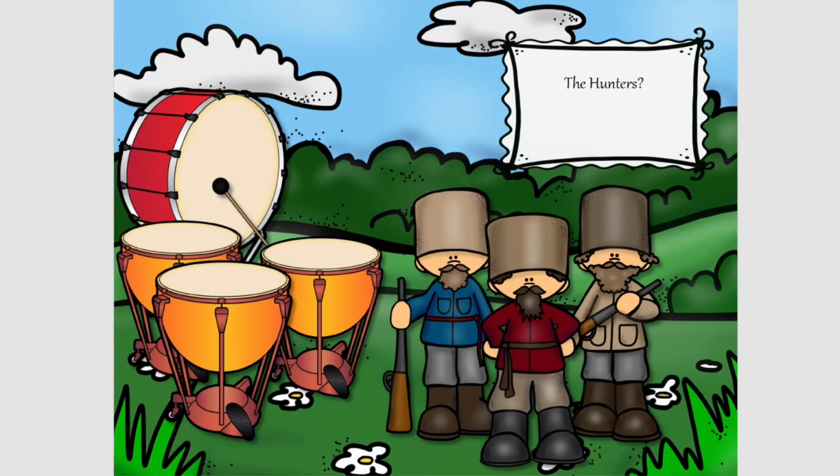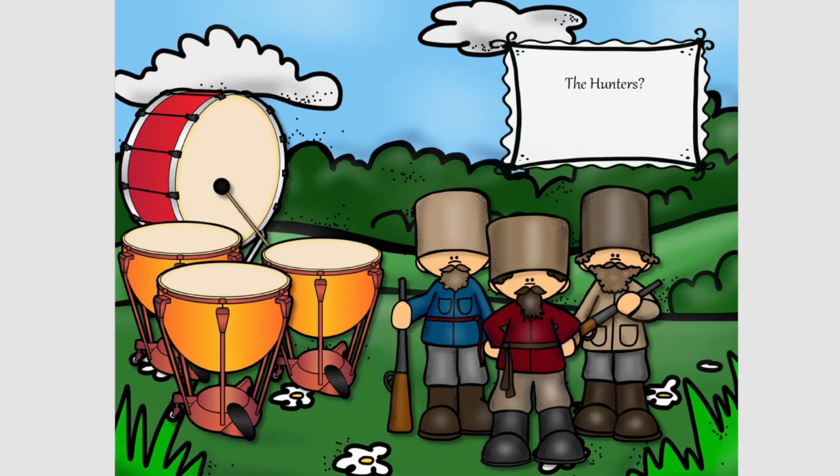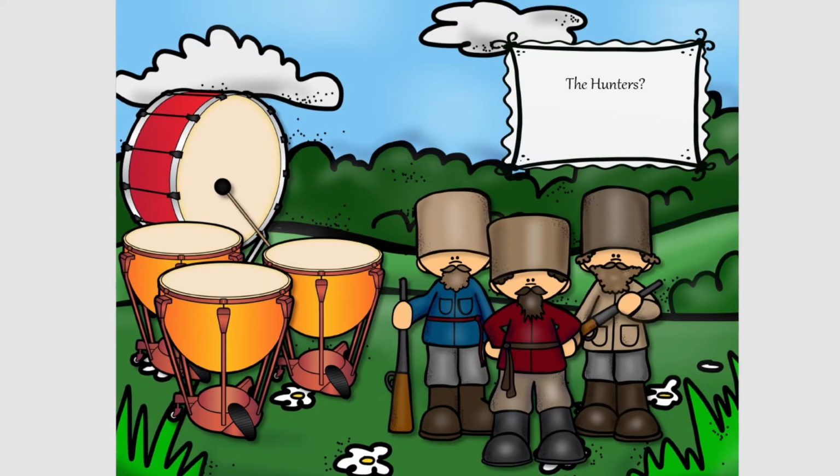And finally, when the story talked about the hunters, we heard music represented by the woodwinds playing the Hunter's March, and we heard music by the timpani, or the kettle drums. Let's listen to that music now.